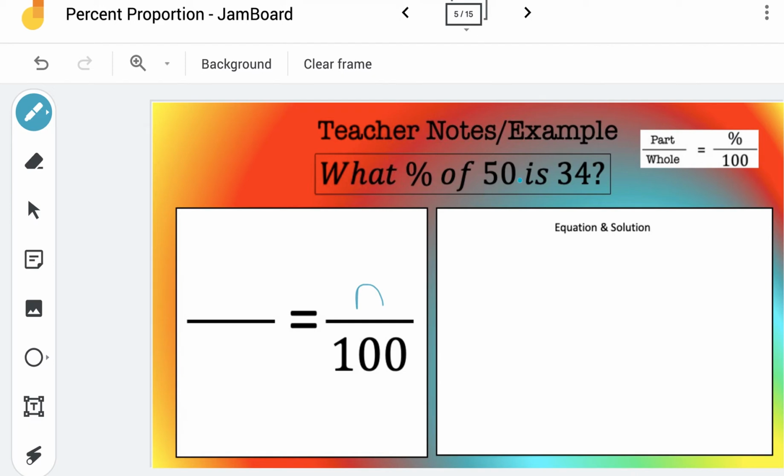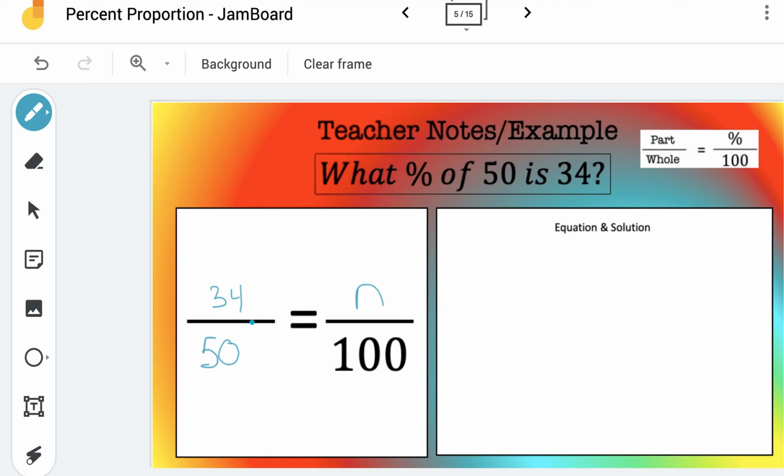Well, the 50 is the total, or the whole. So the 50 goes down here. And then finally, 34 is the part, right? So that will go here. So that's how we set up the percent proportion, okay?